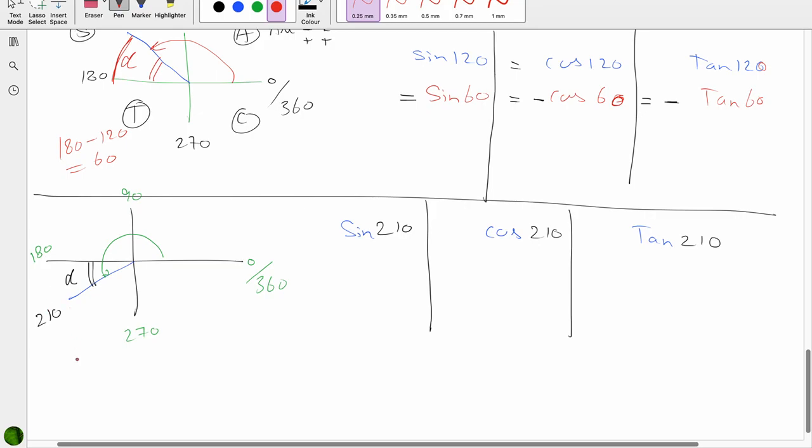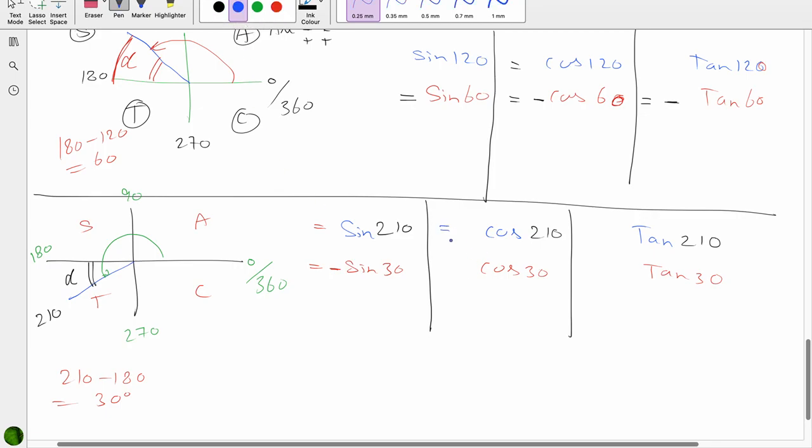210 and 180, what is the difference? It is 30 degrees. So I'm writing sine of 30, cos of 30 and tan of 30. So sine 210, is it positive or negative? 210 comes in the third quadrant. Add sugar to coffee. That's negative. So may I put this negative sign here?